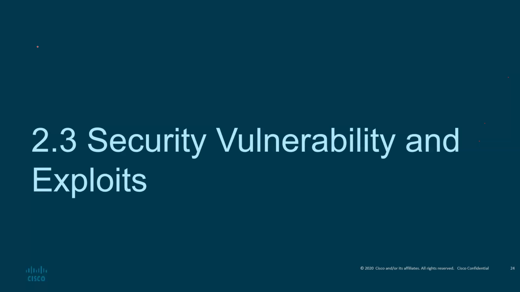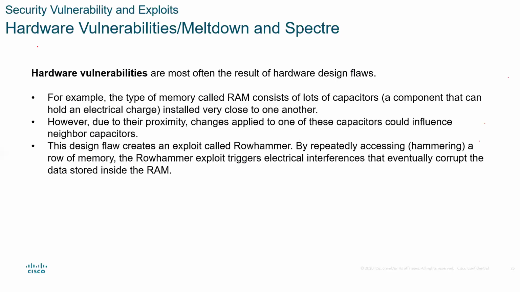Now, let's look at security vulnerabilities and exploits. Hardware vulnerabilities, Meltdown and Spectre. Hardware vulnerabilities are most often the result of hardware design flaws. This is what people call manufacturing defects. All right, maybe there's a problem with the device, the hardware. The problem is from the manufacturer.